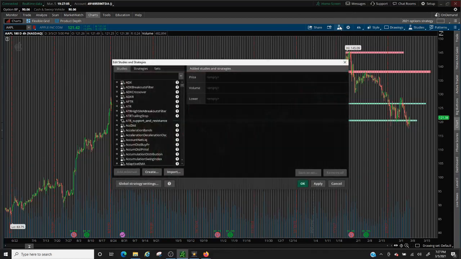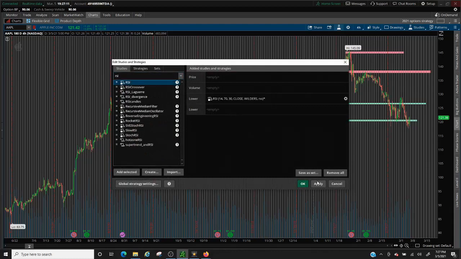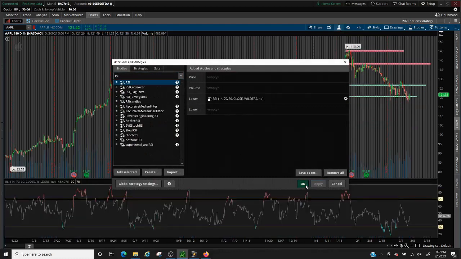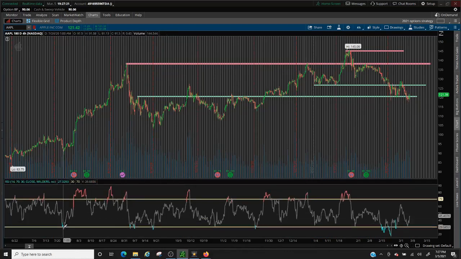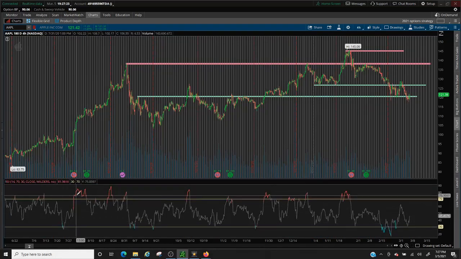So we go here to the edit studies, we're going to type RSI, and we're gonna double click on RSI, and we're gonna hit apply, and we're gonna hit OK. So what does the RSI measure? It measures the strength of the market, so whether or not the market is at the bottom or at the top.